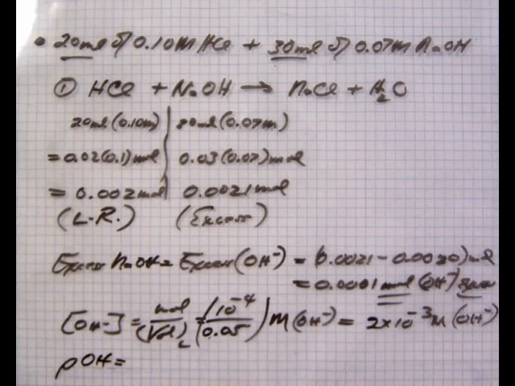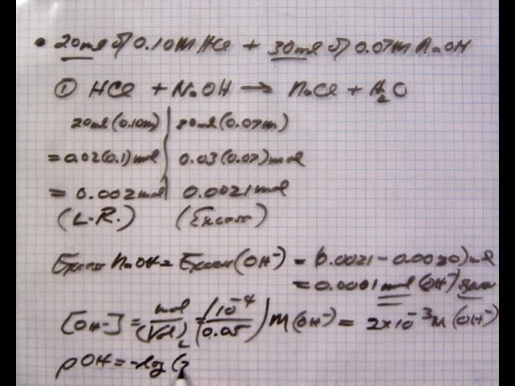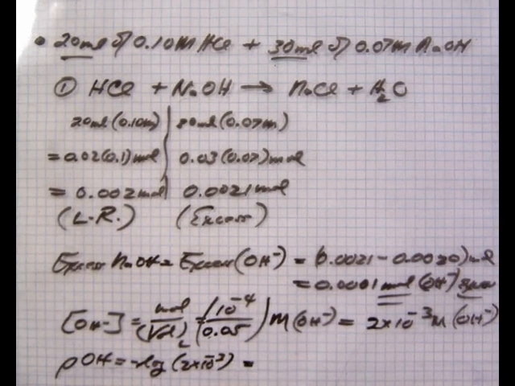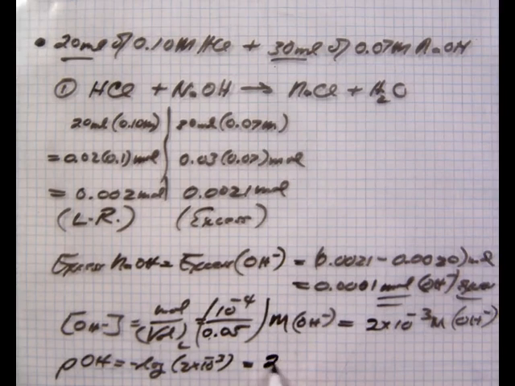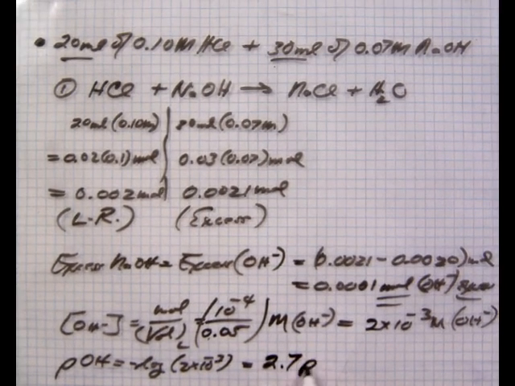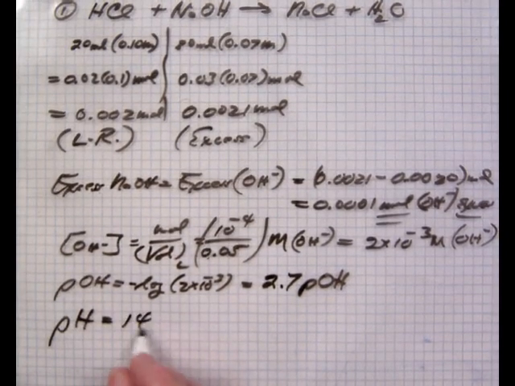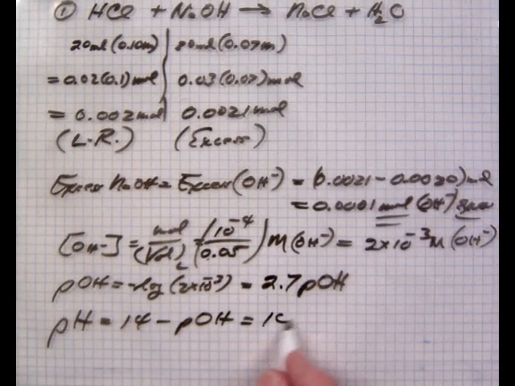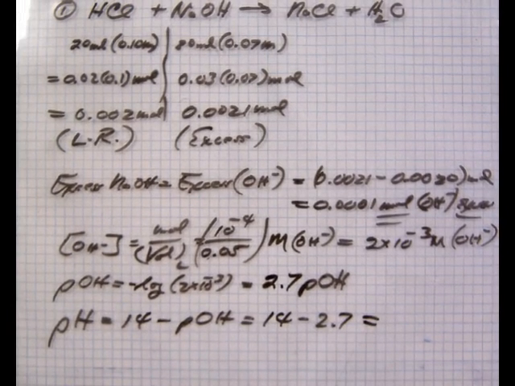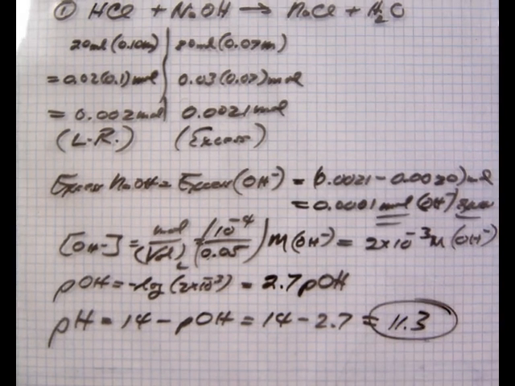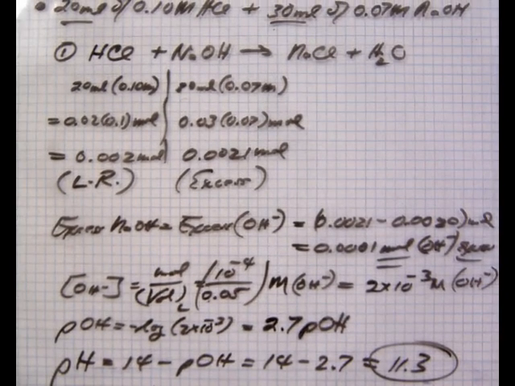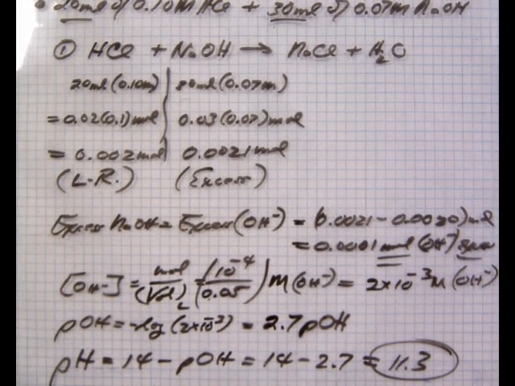the pOH is equal to minus log of 2 times 10 to the minus 3, and I get a 2.7 pOH. Okay, now the pH now is equal to 14 minus pOH, which is 14 minus 2.7, which is equal to 11.3. Okay, so there's the entire package for working with a solution type reaction.